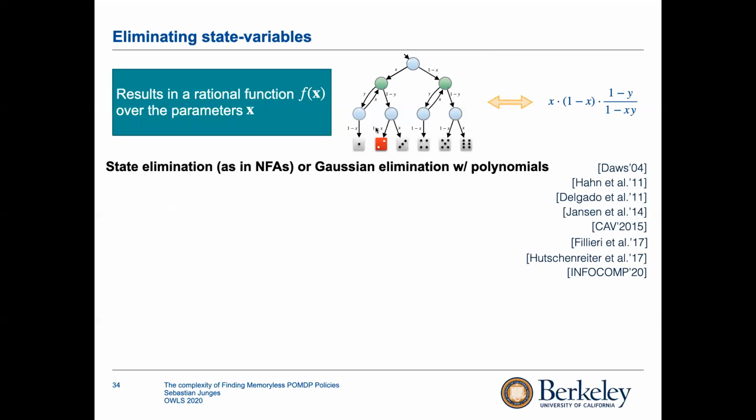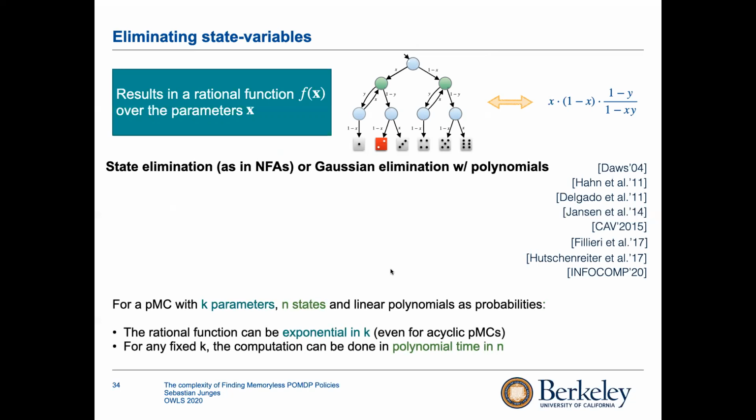You can do that with an idea which you might think of as either Gaussian elimination over the ring of polynomials, or as state elimination as you know it from non-deterministic finite automata. And what you will get is a rational function like here, which only uses the variables x that correspond to the parameters. So lots of tricks on how to do that correctly. But the important thing to notice is that for a PMC with k parameters and n states, where all the transition probabilities are linear polynomials as they are here, this rational function on the right can be exponential in k, and this even holds if the PMC is acyclic. So then you will have an exponentially large polynomial.